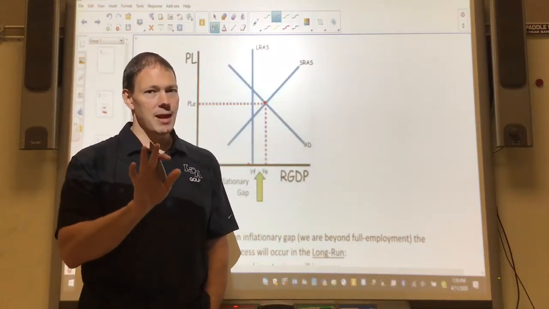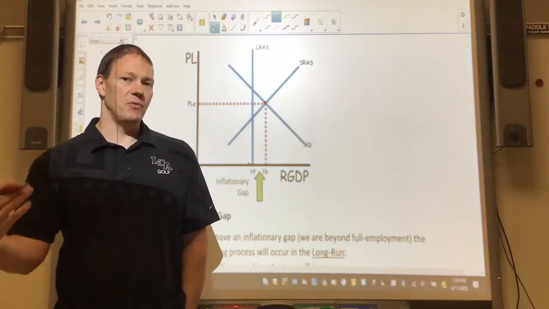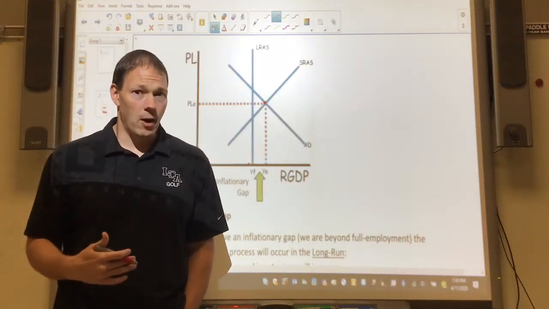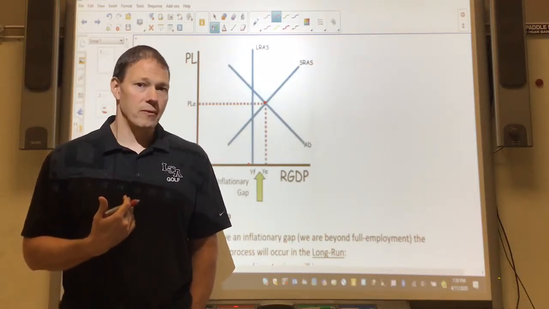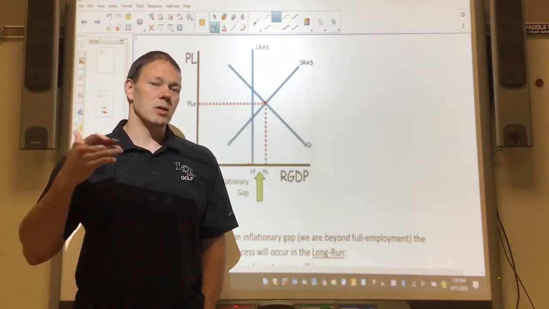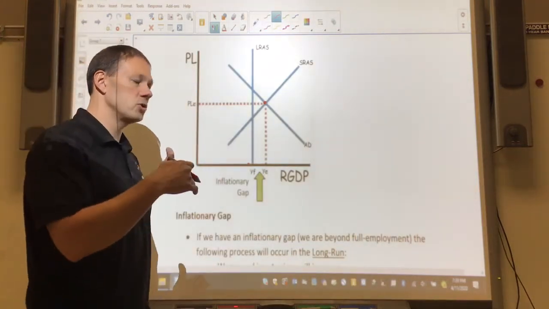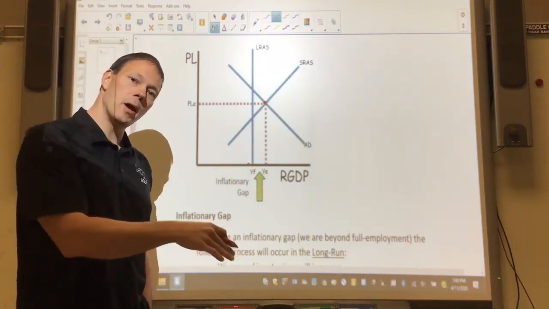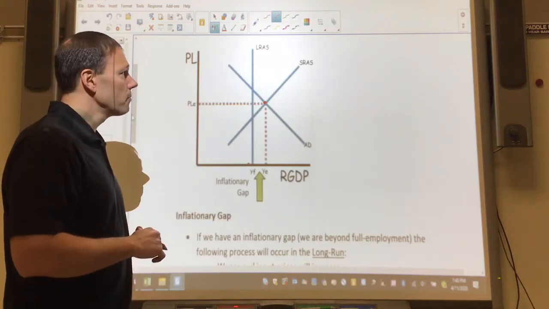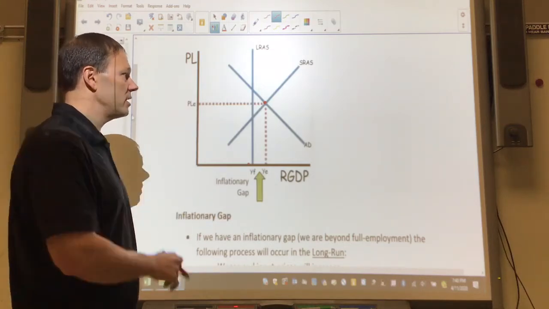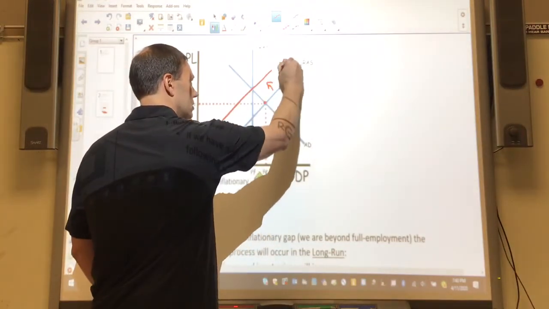Now, the thing is that can only last for so long. When those input prices become flexible, when those contracts run out, workers say, look, you've been working me like a dog over the last 6 months or year or whatever else, I want more money. So as those input prices become flexible, eventually they're going to start to rise as workers demand more money and these contracts run out and the prices go up. Remember what we talked about a moment ago with SRAS. When input prices increase, what does that do? It causes SRAS to decrease.